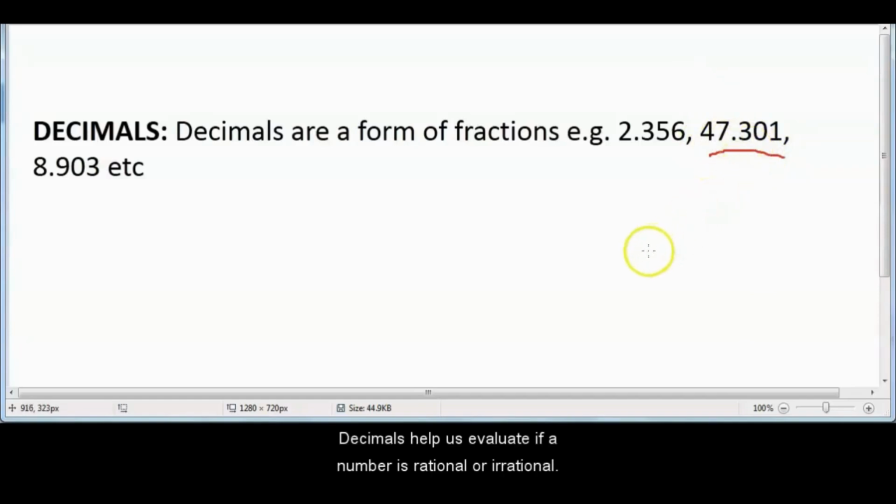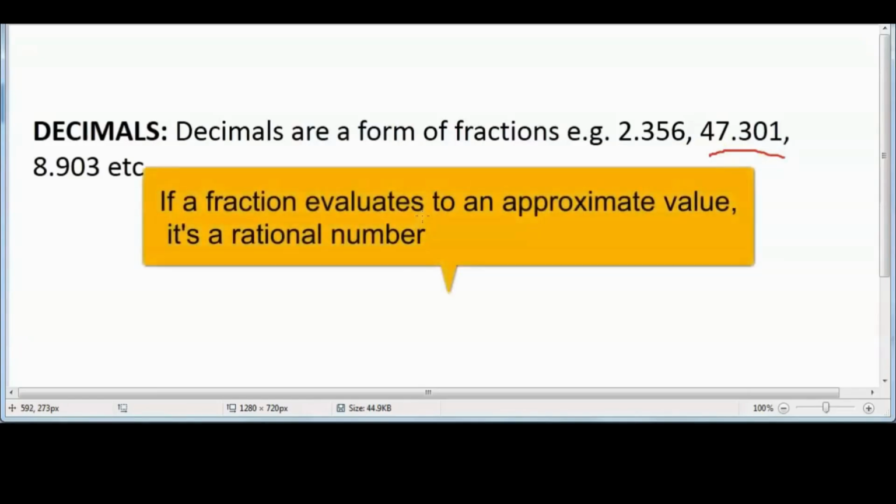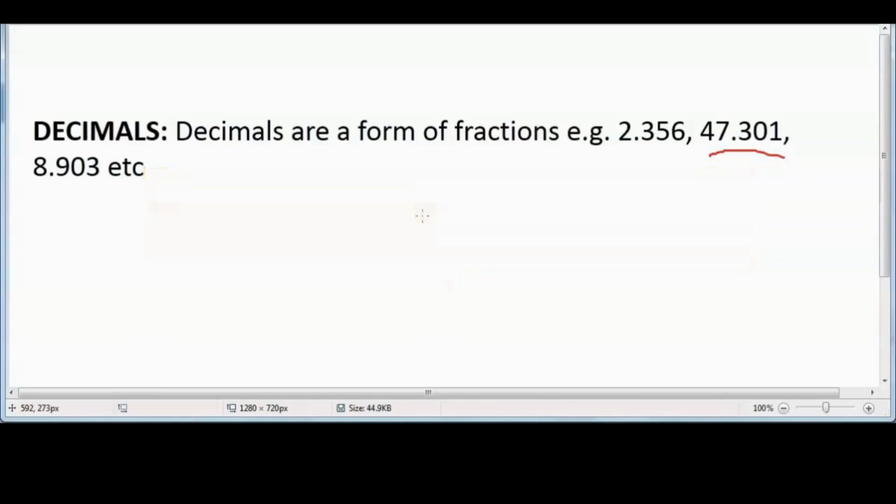Decimals help us evaluate if a number is rational or irrational. If a fraction or any form of number evaluates to an approximate value, it is a rational number. Let me illustrate this statement with an example. Three over 10 is the same thing as 0.3. 0.3 is an approximate value. So 3 over 10 is a rational number.